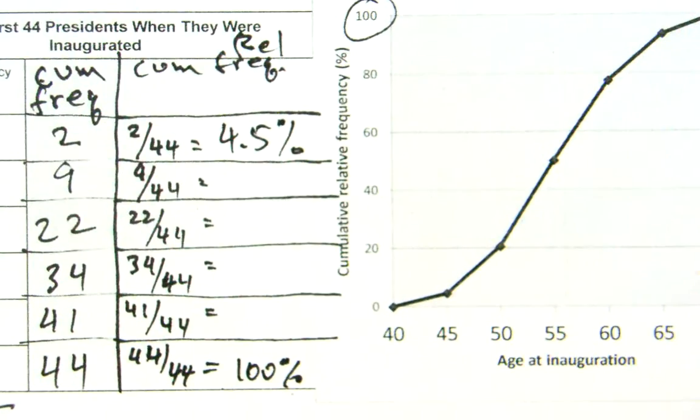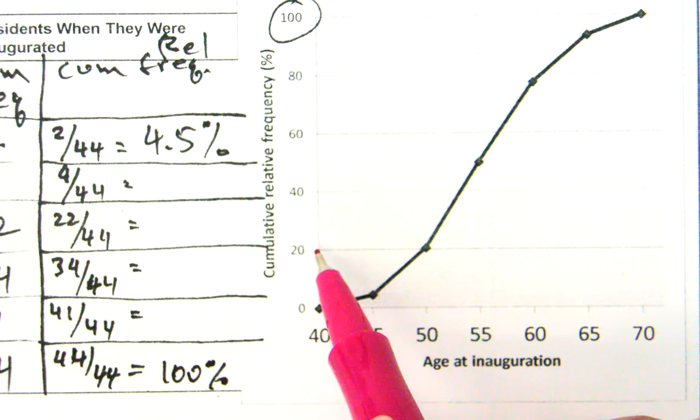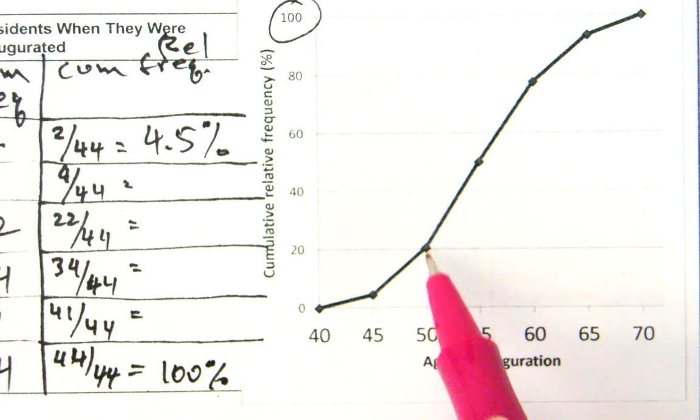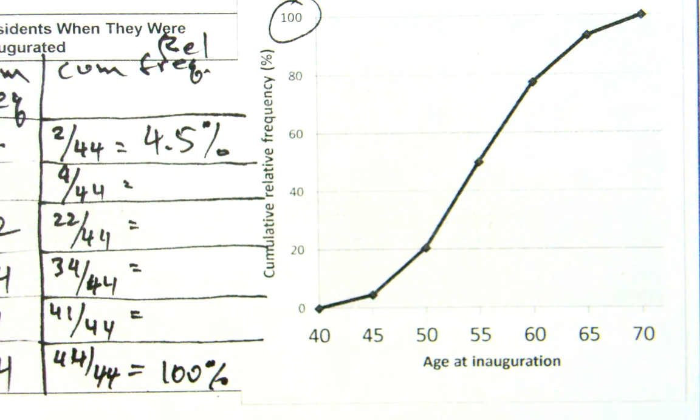Okay, I'm going to zoom in real quick. Let's say they were 50 years old when they were inaugurated. So if you look around here, you get to 20. And what it should mean to you is that at the age of 50, if you're a president and you got inaugurated at the age of 50, so far out of the 44 presidents that we've had, this person is at the 20th percentile. So 20% of the presidents were younger than this person at the age of 50.